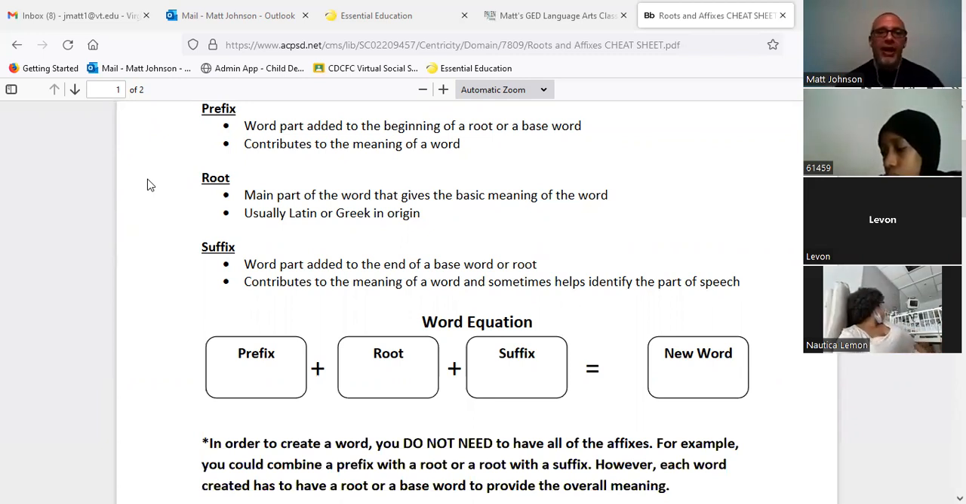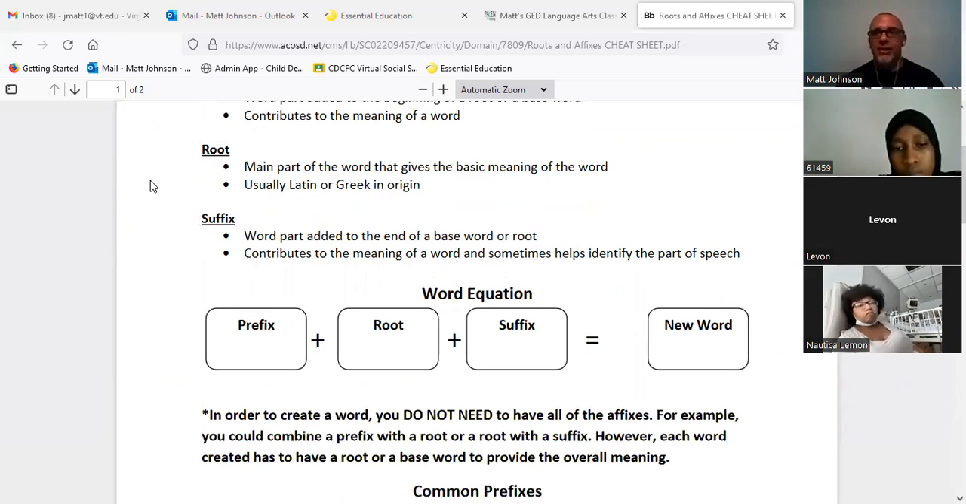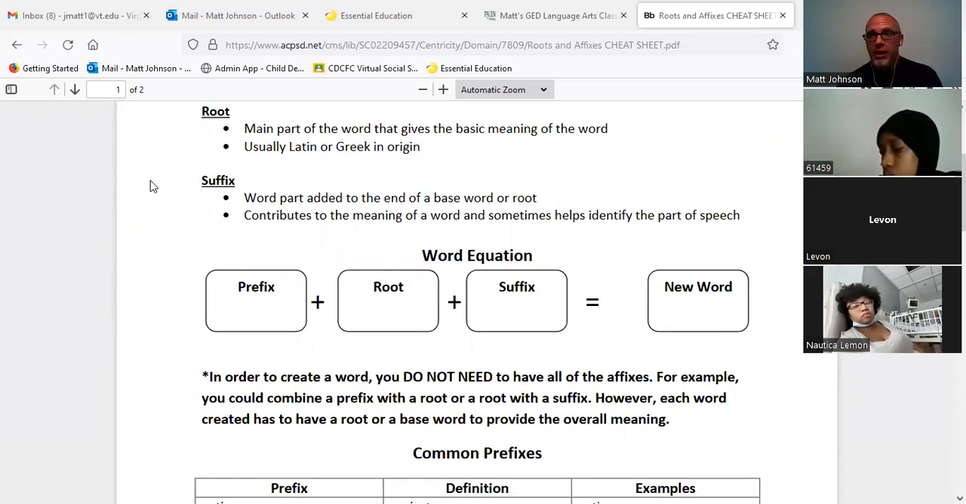And either way, as it says here underneath, you don't need to have both. Either one, a prefix at the beginning or a suffix at the end, is going to modify the word. So like it says here, you could combine a prefix with a root or a suffix. And sometimes you do have a prefix at the beginning and a suffix at the end.